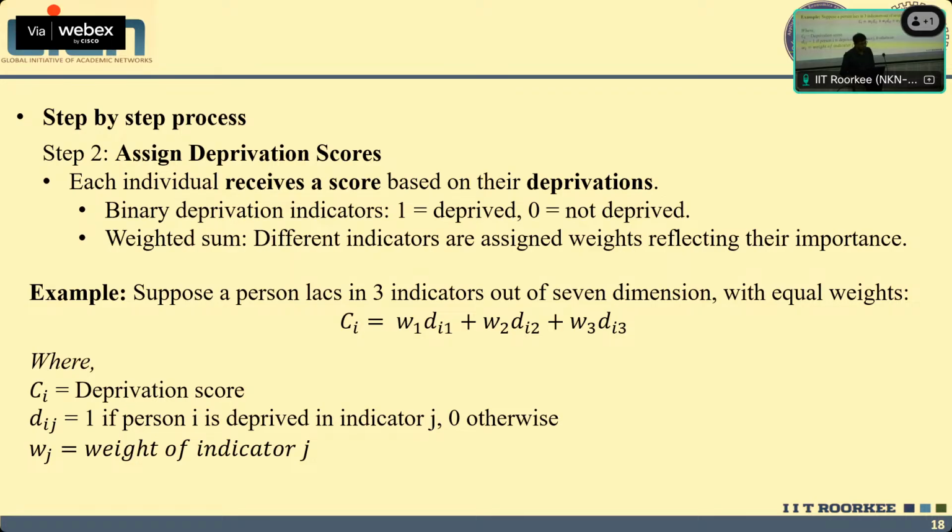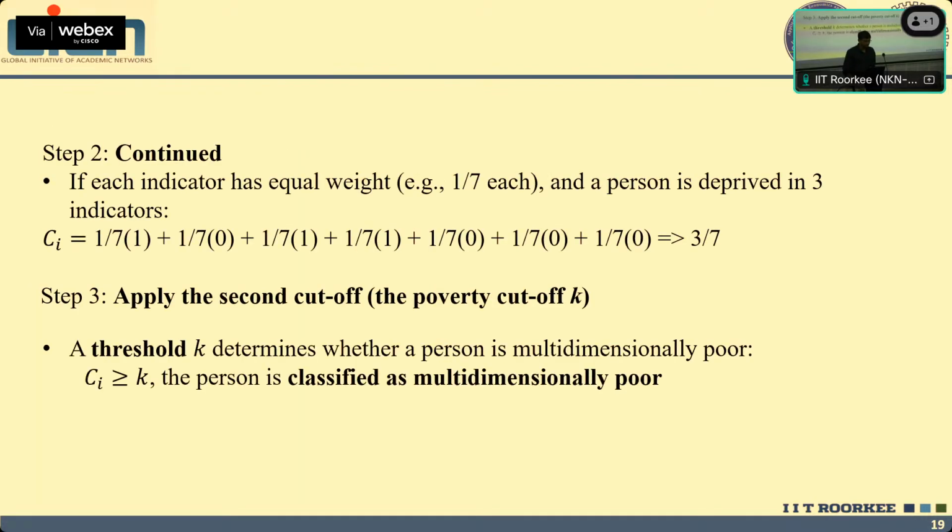Okay. And CI, as I just said, is our deprivation score, how it is calculated. And D_ij is one if person i is deprived in the specific indicator, or 0 otherwise. Okay, and then the respective weights will be taken, and we will discuss carefully with the help of data.